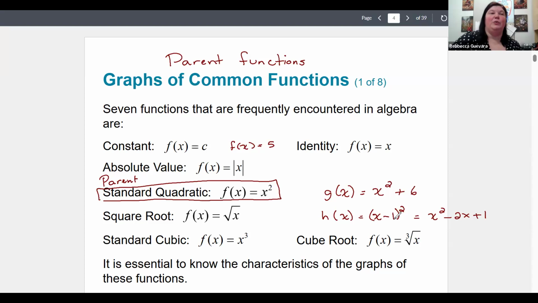So parent functions are the most basic form of all your functions. So this is my most basic quadratic. And then what I do is I use my transformation to make new quadratic functions based off the parent. So if you understand how transformations work, it makes some things easier as far as graphing. So just some basics on these.